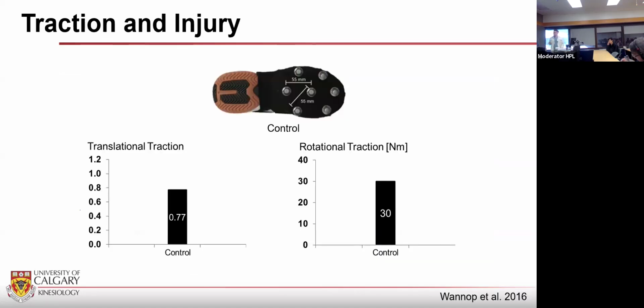So the purpose of the second study that we did in 2016 was to try and examine and determine whether this is true. So we developed a control shoe. This was simply a flat-soled shoe that we installed these removable, screw-in cleats into in the forefoot in the orientation shown here. We then mechanically measured the translational traction and the rotational traction of the shoe.